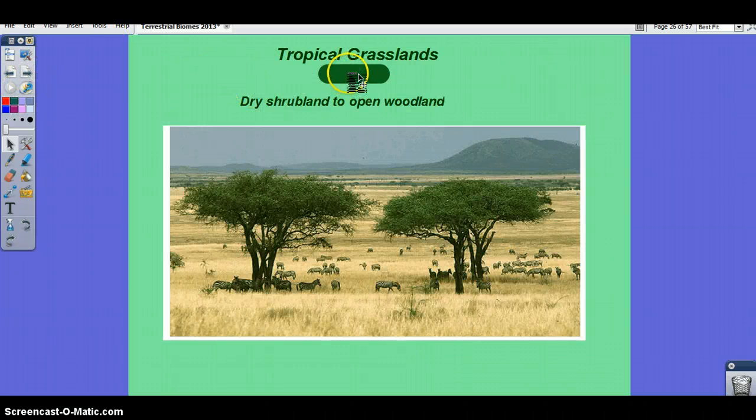Tropical grasslands are quite different. They are dry shrublands to open woodlands, so the grasses here look extremely different. A savanna is an example of a tropical grassland.